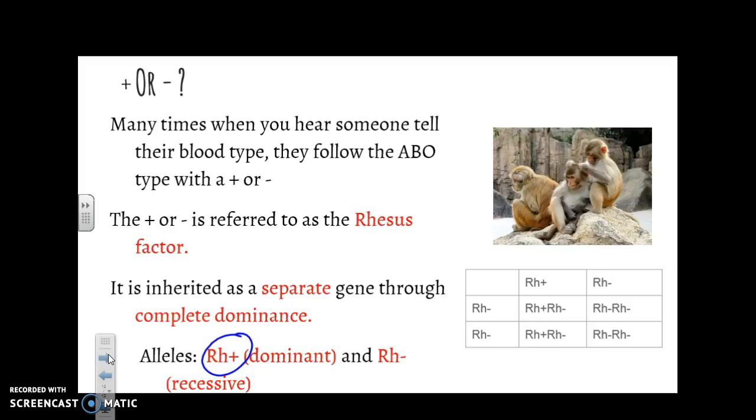If you have 2 negative alleles, 2 Rh minuses, that means that you won't have that protein on your cell membrane. It's called the rhesus factor because it was discovered in rhesus monkeys. So this is a cute picture of the rhesus monkeys here. So that's where that protein was discovered.